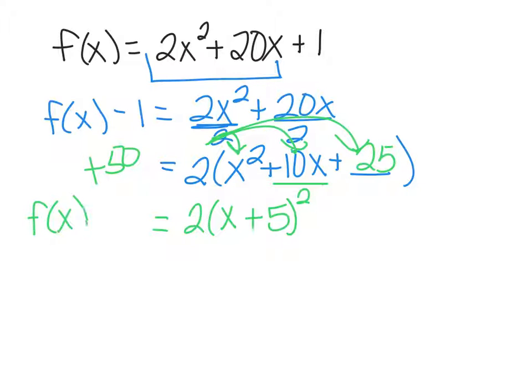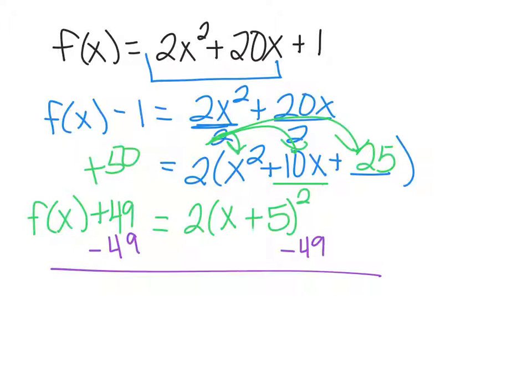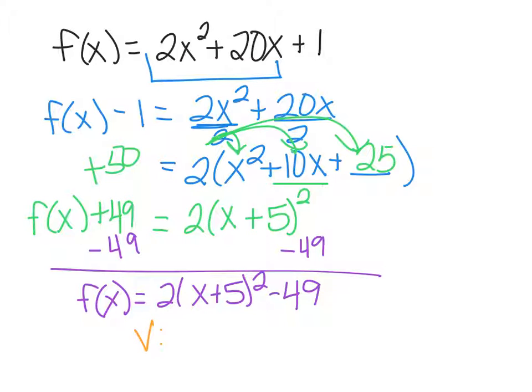So I have f of x plus 49 equals the other piece. Next, I'm going to subtract 49 back to this side. So I have f of x equals 2 times x plus 5 squared minus 49. From here, I can state that my vertex is the opposite of this, so negative 5, negative 49.